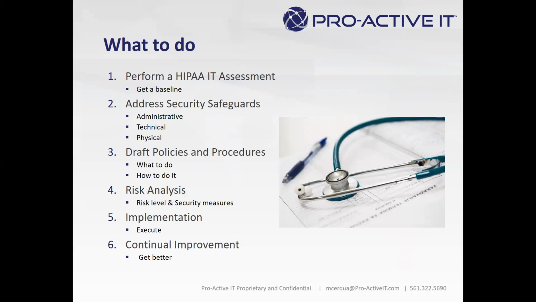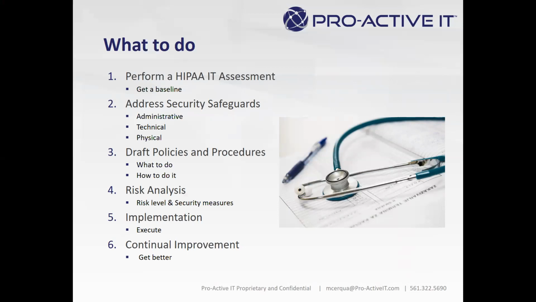Okay. The first thing one needs to do when developing a HIPAA security strategy is to perform a HIPAA IT assessment. This is going to give you a baseline. Going on down to number 2, addressing security safeguards. You can see those things broken down into administrative, technical, and physical. Step 3, draft policies and procedures. What you're going to do, how you're going to do it.